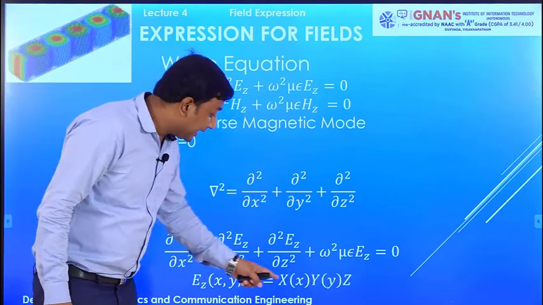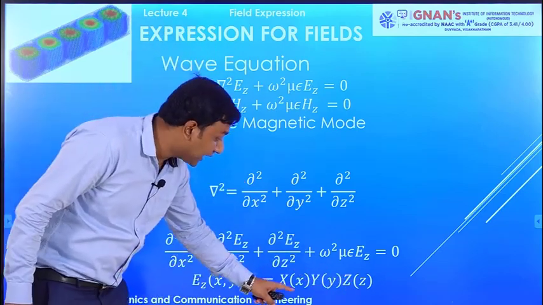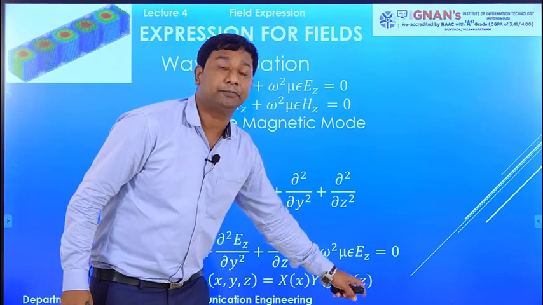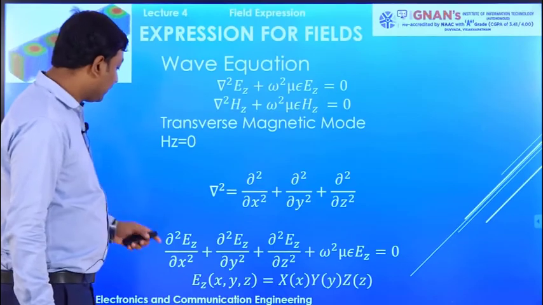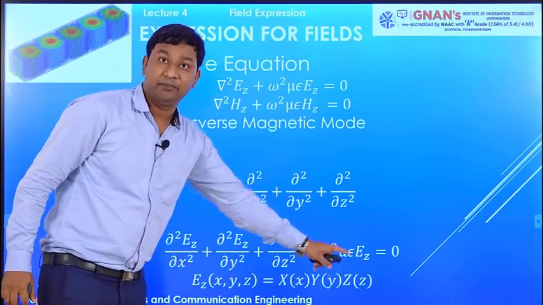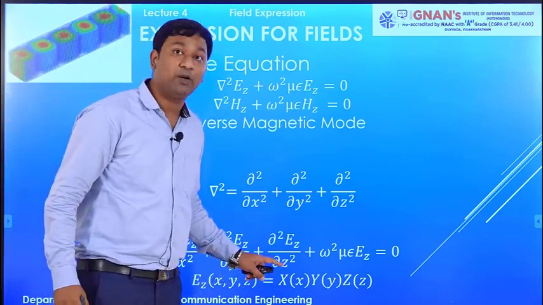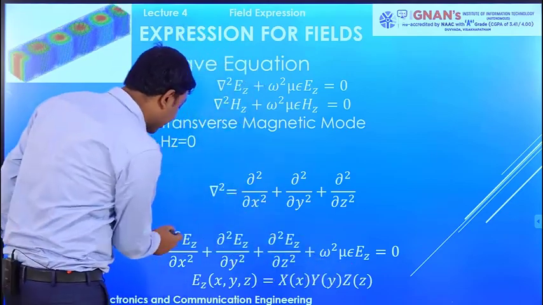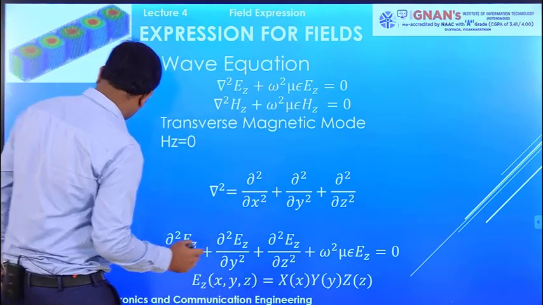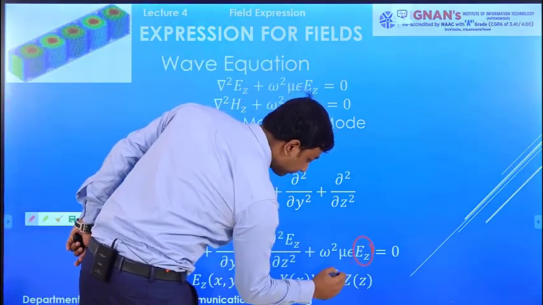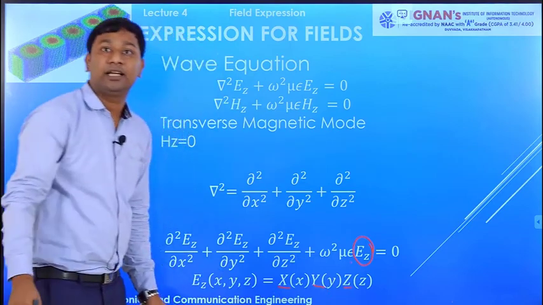Now Ez we can write as X of x, Y of y and Z of z. So Ez is a function of the x variable, y variable and z variable. Now, if we place the value of Ez equal to XYZ, because Ez is a function which has variables x, y and z, we will place XYZ in this equation instead of Ez, and we will see how the equation comes.